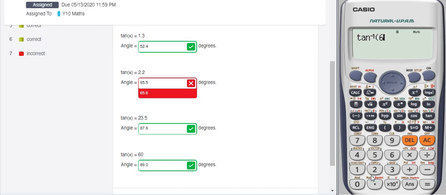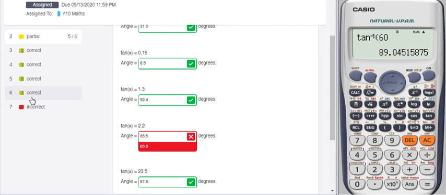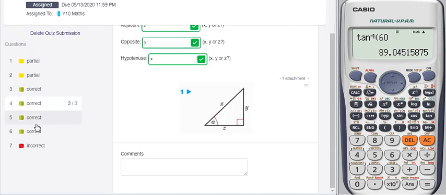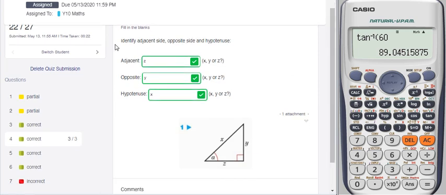What's the angle? The angle is 89 degrees. 89.0. Alright, let's go for the next question. Well, question number 3 and question number 4 are pretty much the same. So I'm going to solve only question number 4, because they are questions in which you have to identify adjacent, opposite, and hypotenuse on a triangle, okay?